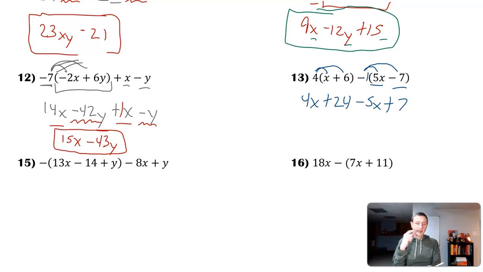And then once we subtract that off, we have some like terms. So 4x minus 5x, that's a like term. And then we also have 24 plus 7. Those are like terms. So 4x minus 5x, 4 minus 5 is negative 1x. 24 plus 7 is 31.